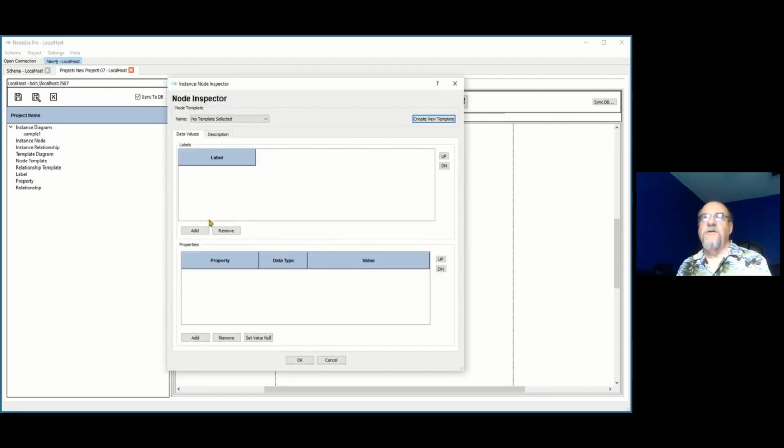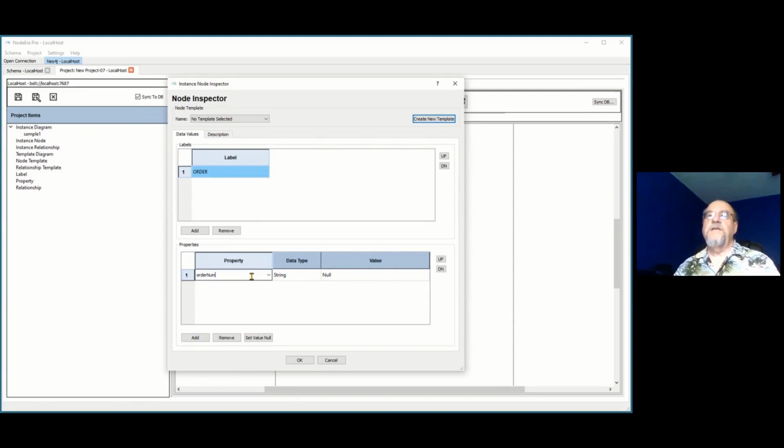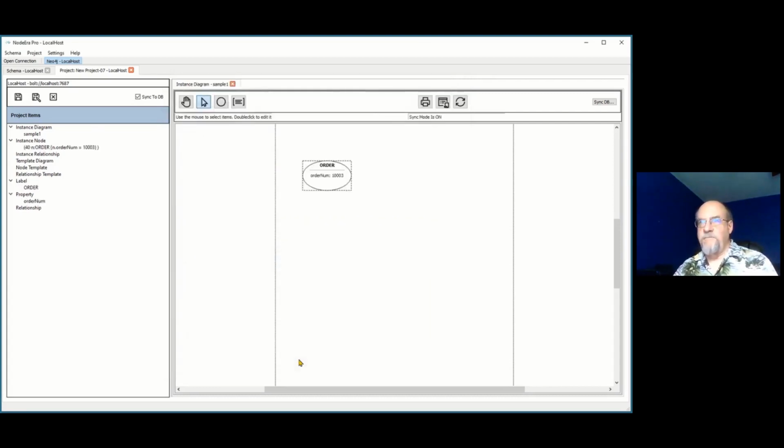So let's go ahead and create a node, and we're going to have an order label for our first node type, and we'll add some properties. So probably a good idea to have an order number, integer, and then we'll just give it a data value. Remember here we're actually entering data in the database. We're not designing a template. So there's an order node.